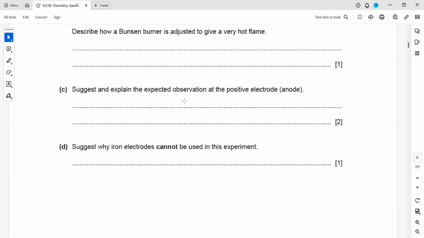Suggest why iron electrodes cannot be used in this experiment. Why can we not use electrodes made of magnesium, calcium, iron? What is the reason for that? These metals are reactive, or you can also say they are not inert. What might happen? It might react with the product. So 'not inert' is correct, or you can also say it is reactive.